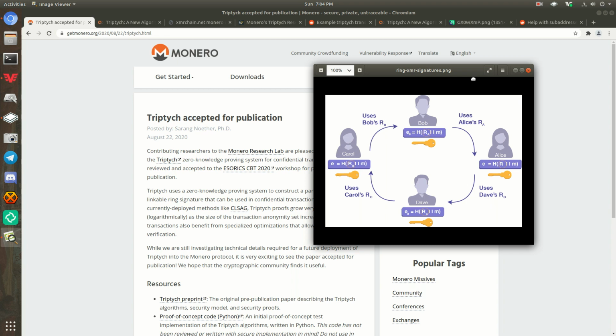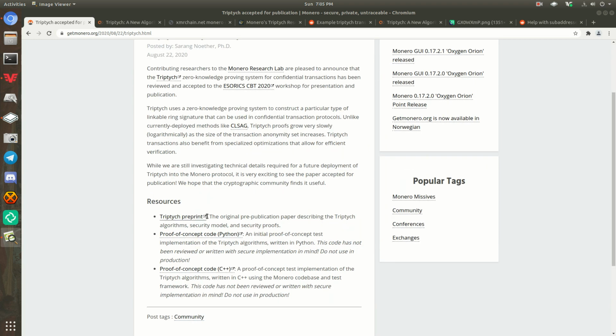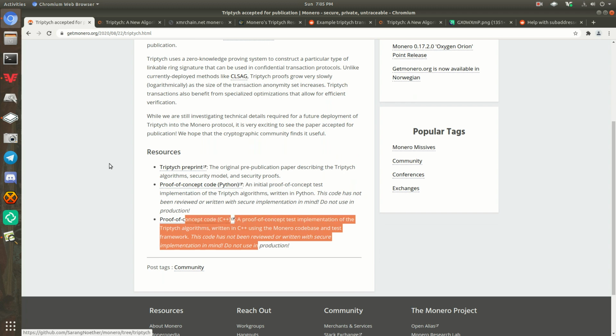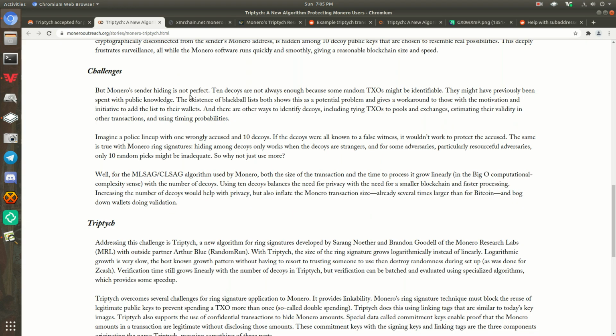All right, so right here it's actually got the preprint if you care to look into that, proof of concept code in Python and C++. The reason why we want to increase the amount of signers on a transaction is because if somebody happens to find out 6 or 7 or 8 of the signers of your particular transaction, they can then guess with a fairly high probability which is yours.